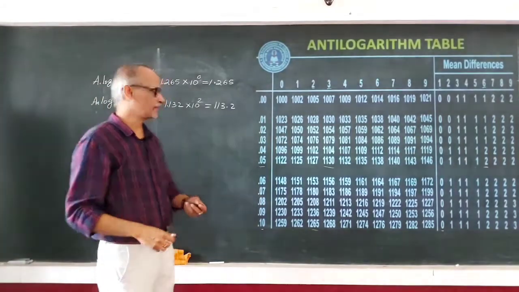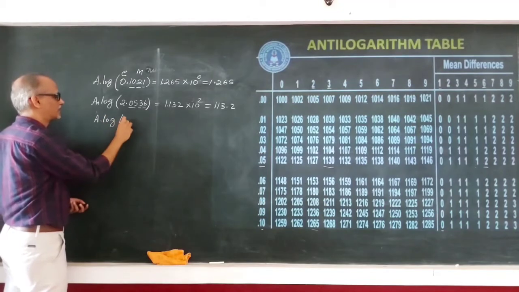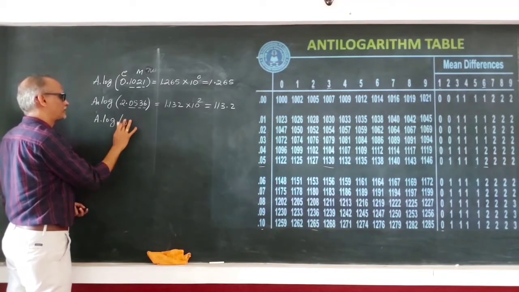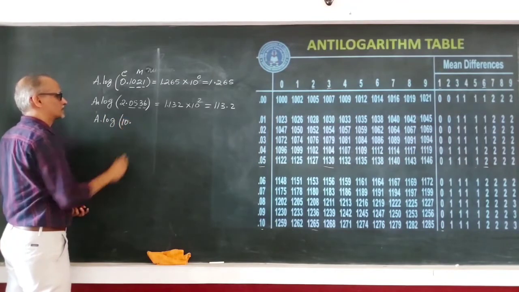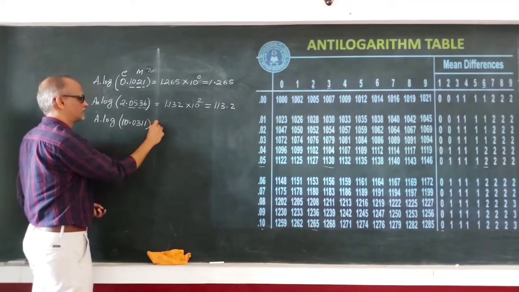So I'll give you one more number from the same table. Antilog of, let's take 10.0311.